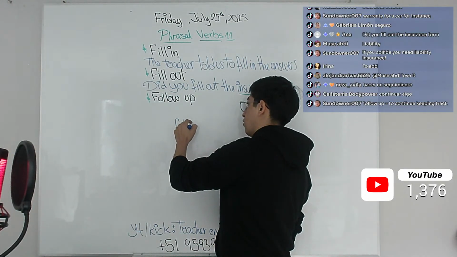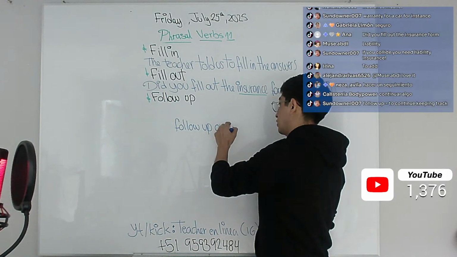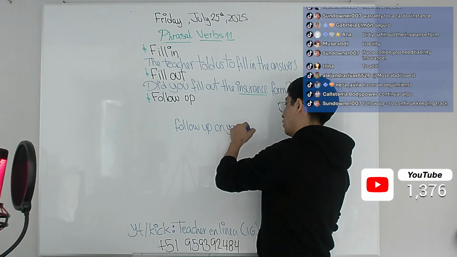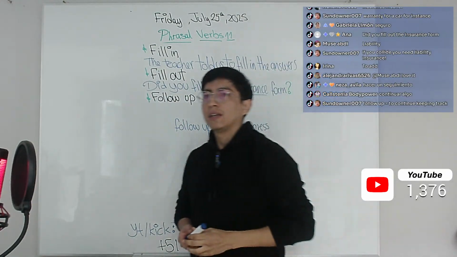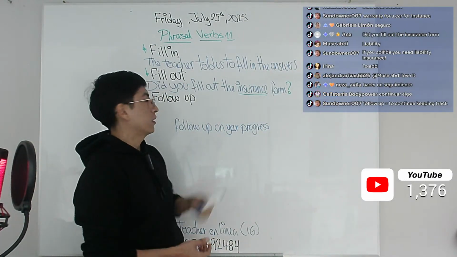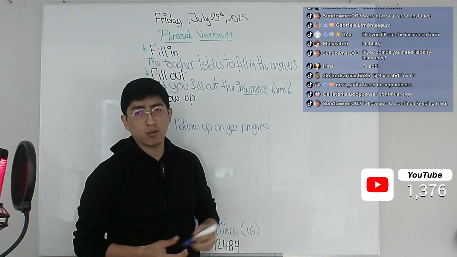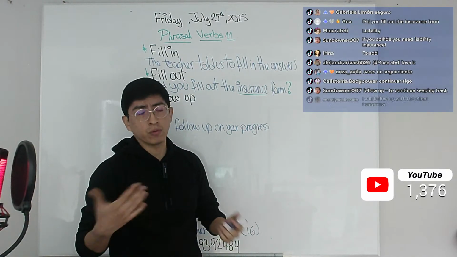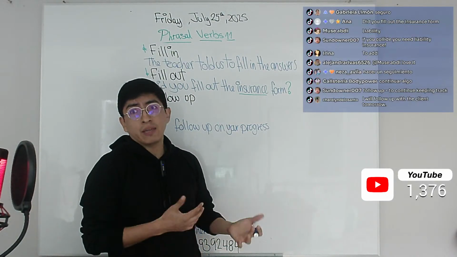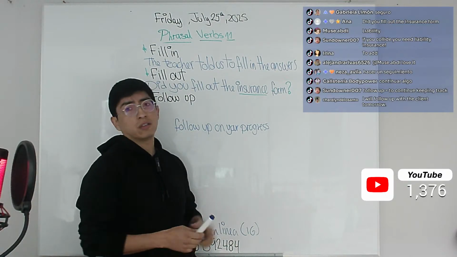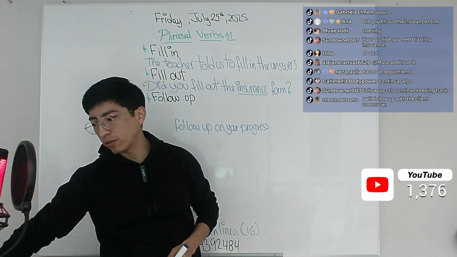Maybe we can say follow up on your progress. Okay. The teacher, in this case, follows up on our progress. No? He always gives us tests, evaluations, so he can see if we are making progress or not. So he is following up on our progress. Okay, on our progress.